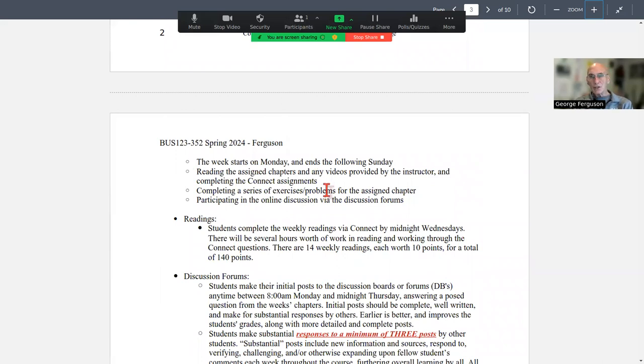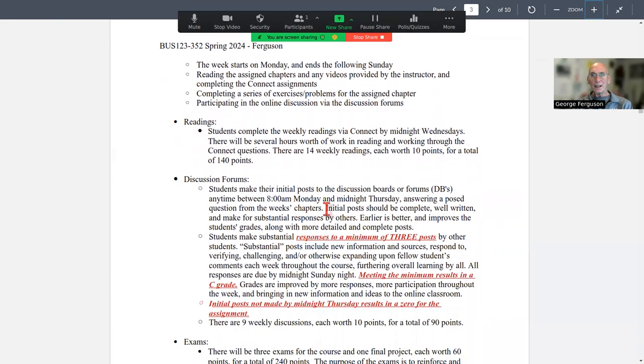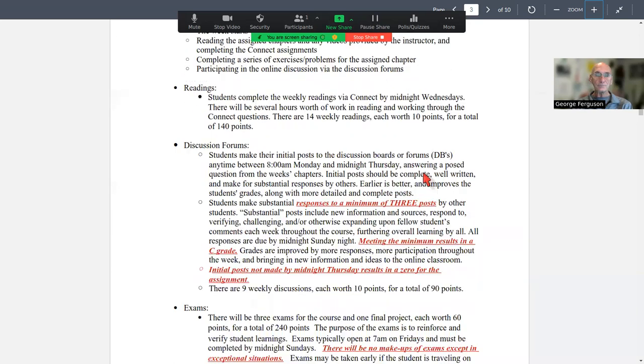You'll have assigned chapters to read and videos that you may need to watch, and then a series of exercises and problems that need to be completed and submitted, and then participating in online discussions. Readings need to be completed via Connect by midnight Wednesdays. Okay, now it's typically going to be about 1 to 2 hours of work. So make sure you manage your time effectively. You'll see there's 14 of them. Each one is worth 10 points.